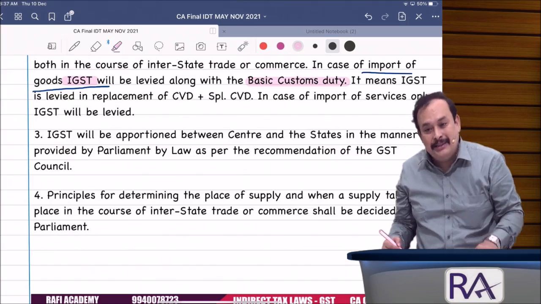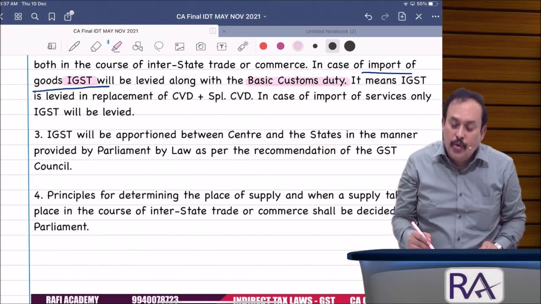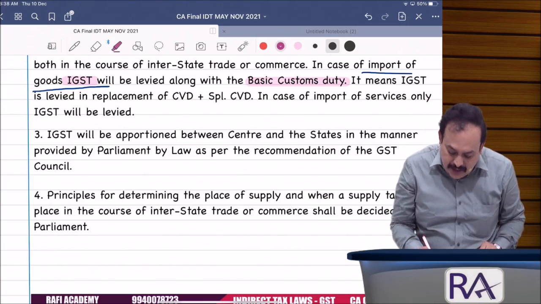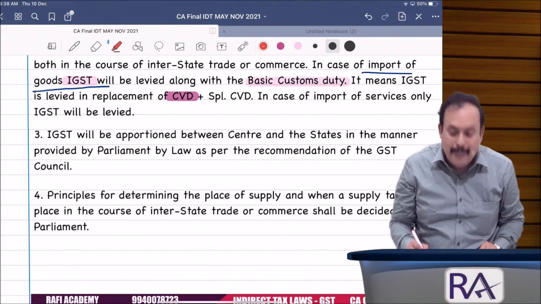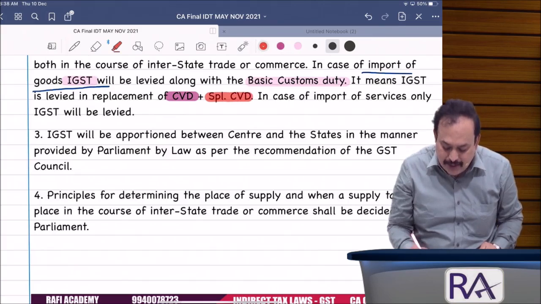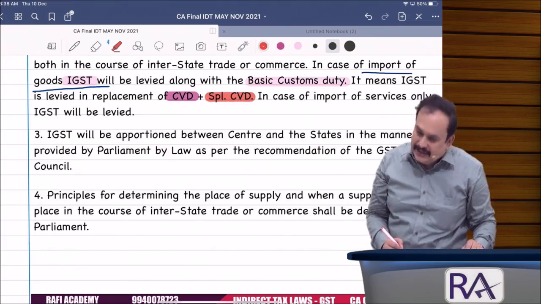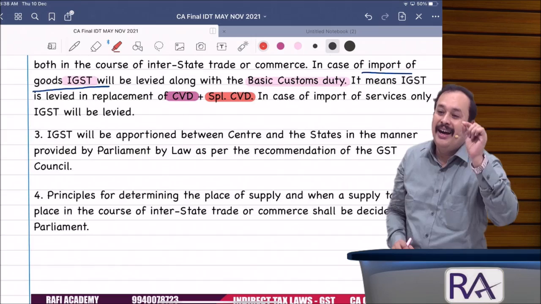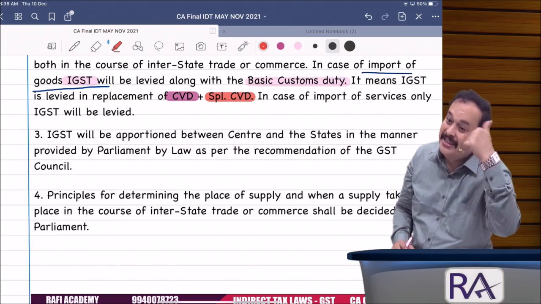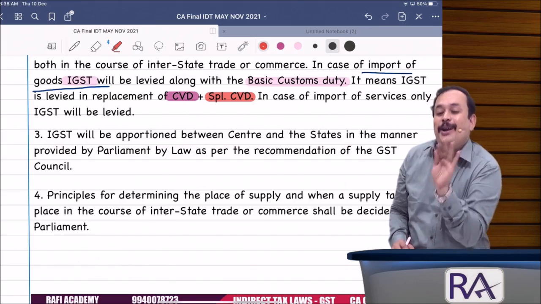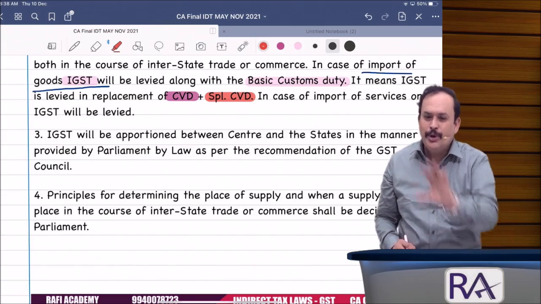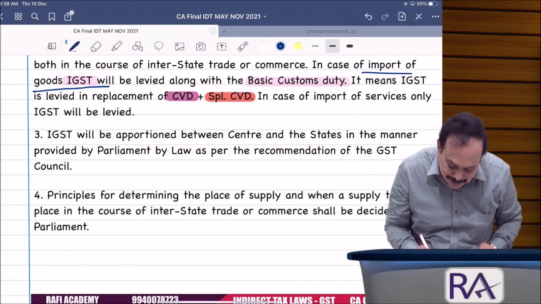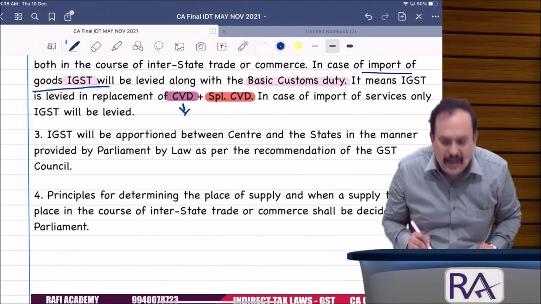Resulting in what? Earlier, under the customs law, we had CVD, and special CVD. These particular taxes have been subsumed and named as IGST under the Department of Customs. Sir, if you don't understand, don't worry, my dear sir. I will explain this part first. CVD, countervailing duty.